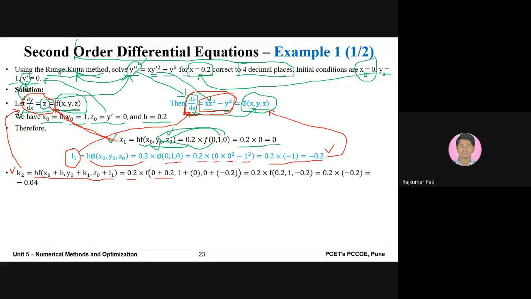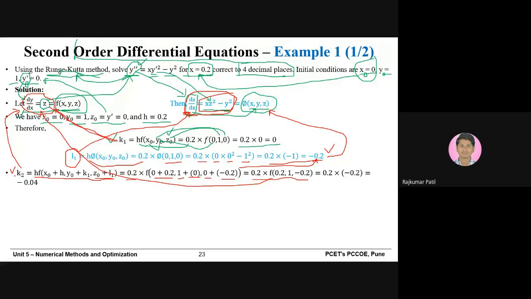Then y naught plus k1. Y naught is 1 and k1 is 0. Similarly, z naught plus L1. So z naught is 0 and L1 is minus 0.2. We just estimated here. Here you can see. So simplify this, so you will get 0.2 into f of 0.2, 1, minus 0.2. So put all these values in the equation dy by dx is equal to z, and solve.